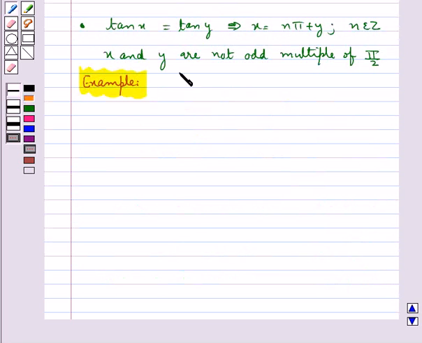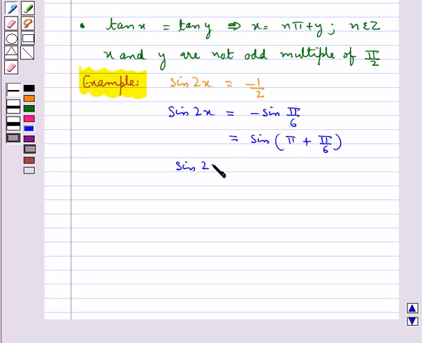Consider the trigonometric equation sine 2x equal to minus 1/2. That is, we have sine 2x is equal to minus sine pi by 6, or this could also be written as sine of pi plus pi by 6. That is, we now have sine 2x is equal to sine of 7 pi by 6. So this implies that 2x is equal to n pi plus minus 1 to the power n multiplied by 7 pi by 6, where n belongs to Z.